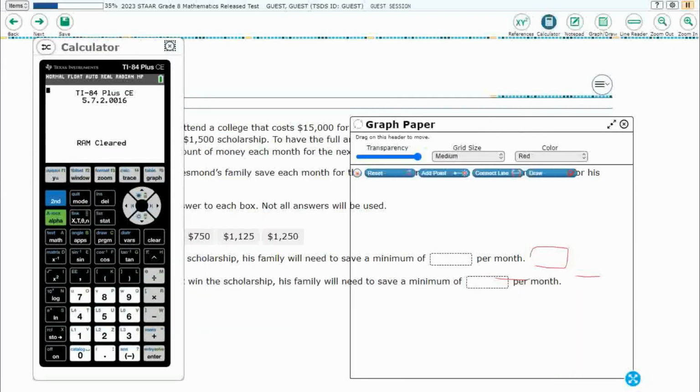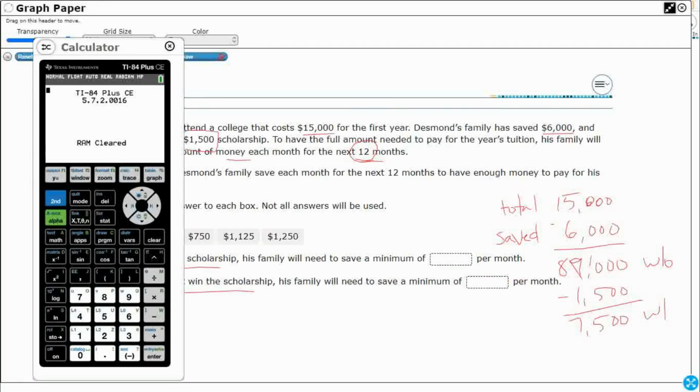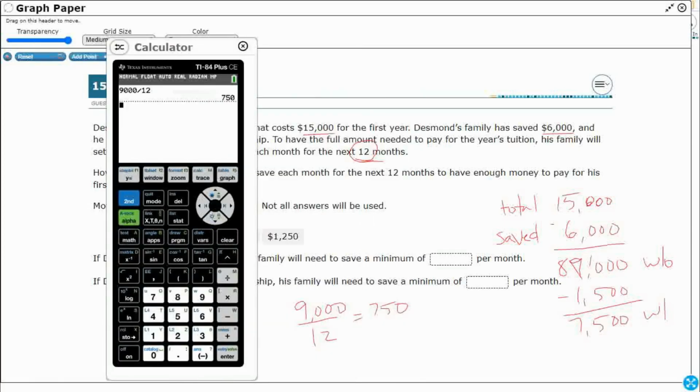Let's see what we're going to do here. Without my scholarship, I've got $9,000, right? So I'm going to take my $9,000 and divide that by 12. And that's going to get me my total for without, $750 a month, right? That will be without the scholarship. So that is going to be in that bottom section.